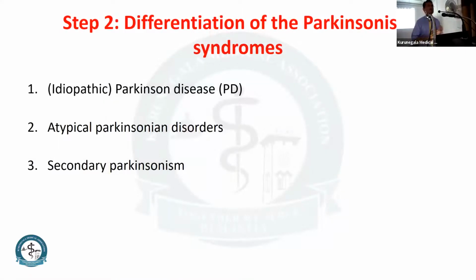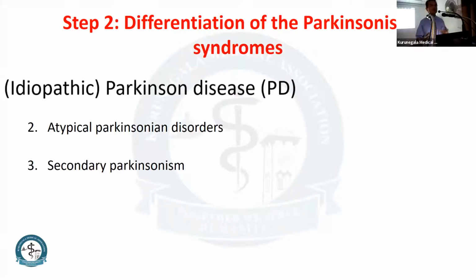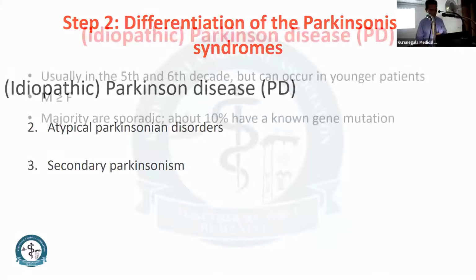Right. So step number 2. Now we can recognize Parkinsonism. Our next step is to recognize, is this Parkinson disease or is this an atypical Parkinsonian syndrome or secondary Parkinsonism? So now we are going to work out Parkinson disease. What are the features of Parkinson's disease?